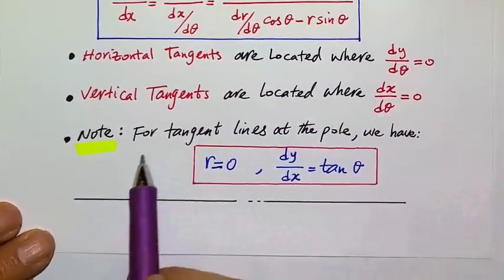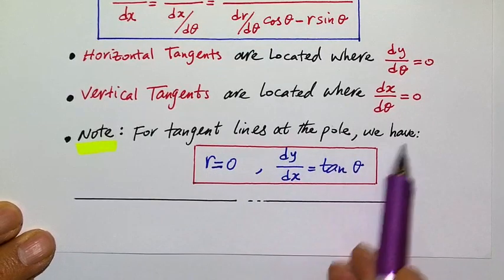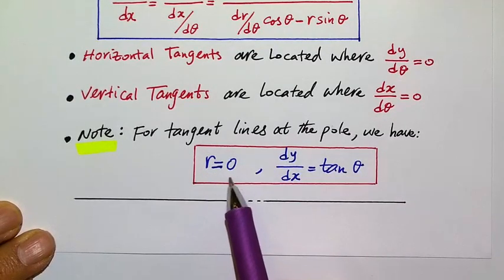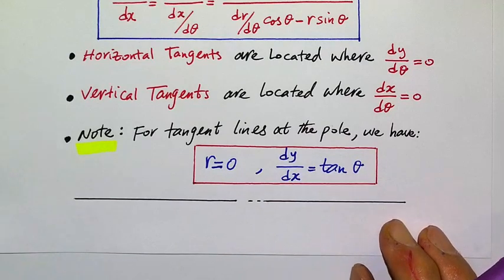And here's a small note for tangent lines at the pole, right? At the origin, we have r equals 0 and dy dx equals tangent of theta.